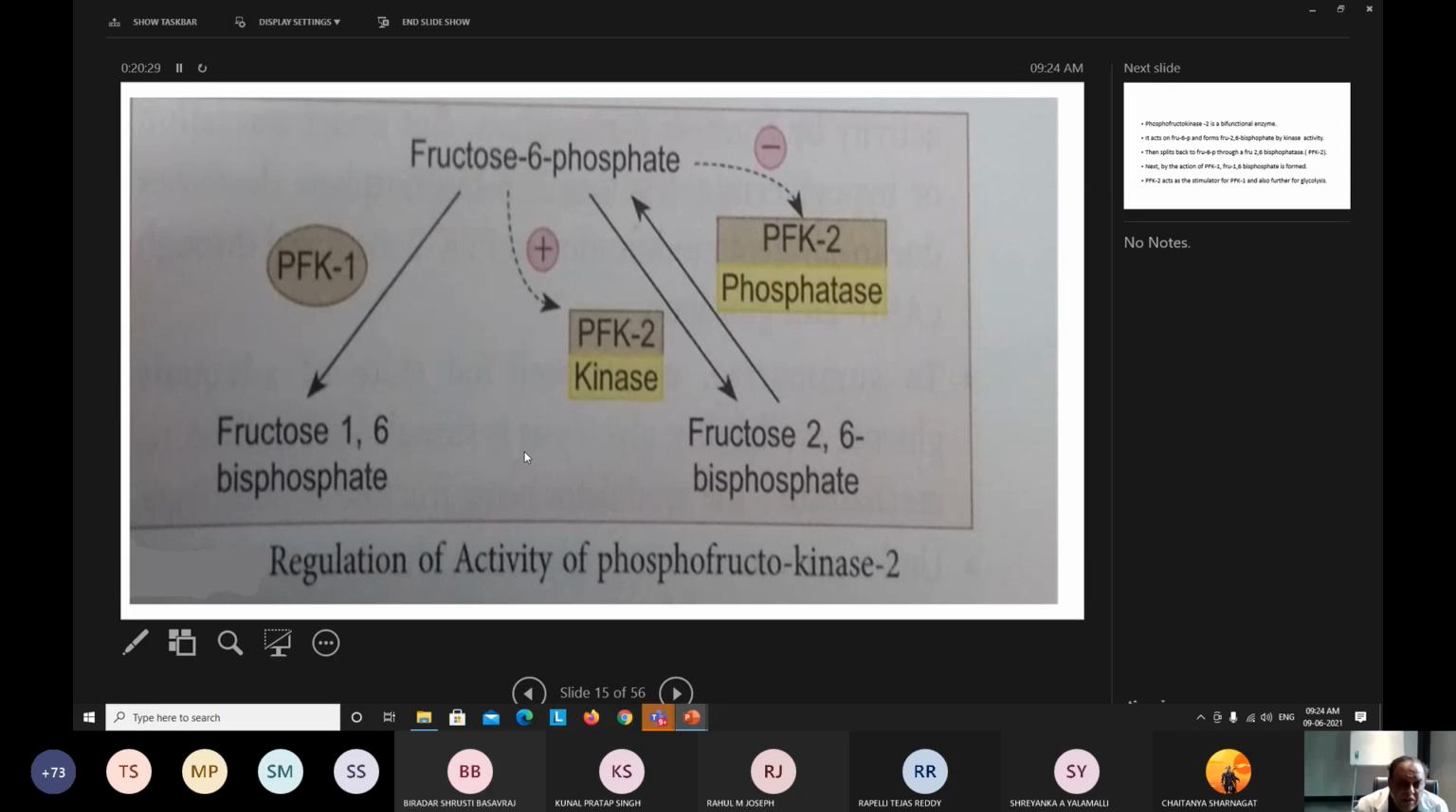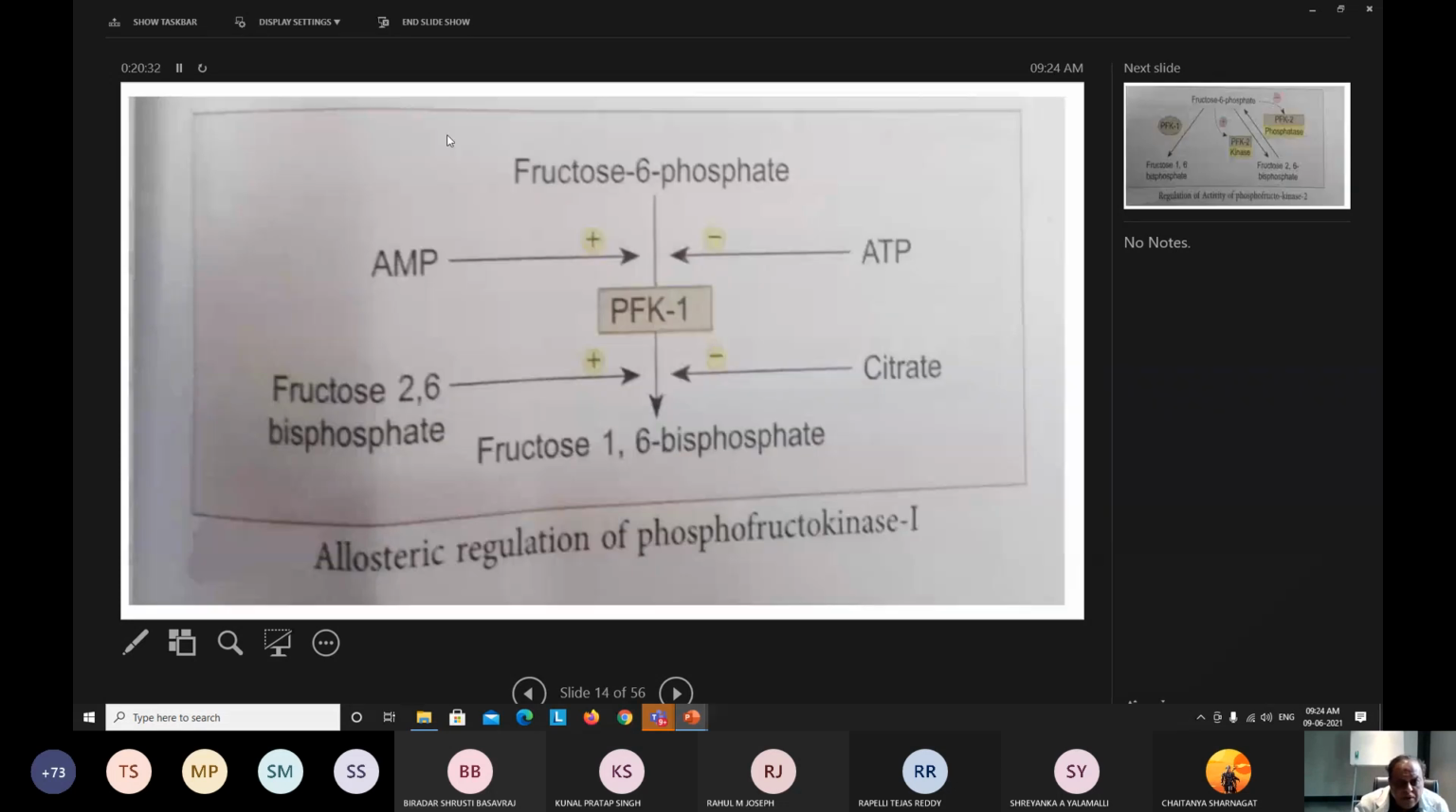I will explain once again. Actually, this is the irreversible reaction wherein fructose 6-phosphate gets acted upon by phosphofructokinase 1 and is converted into fructose 1,6-bisphosphate. In this reaction, there will be the involvement of ATP, citrate, fructose 2,6-bisphosphate, and AMP. The regulation will be taken by two things.